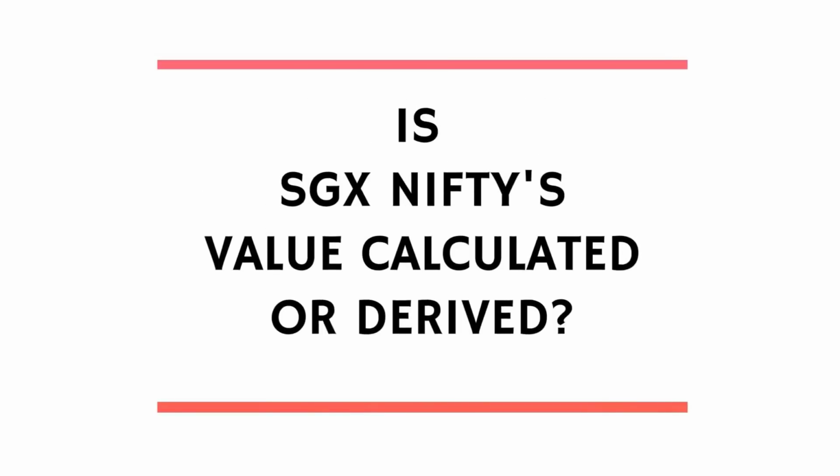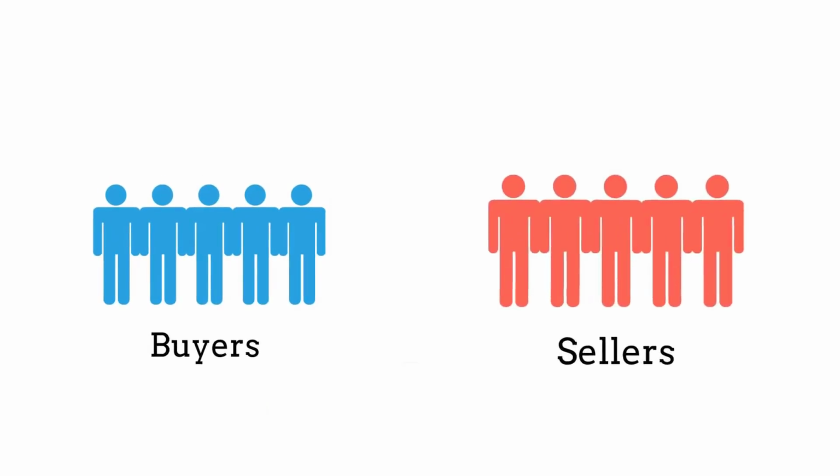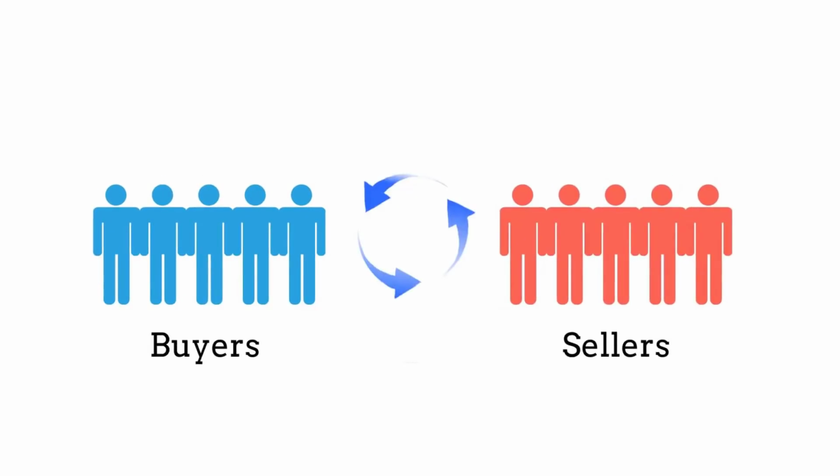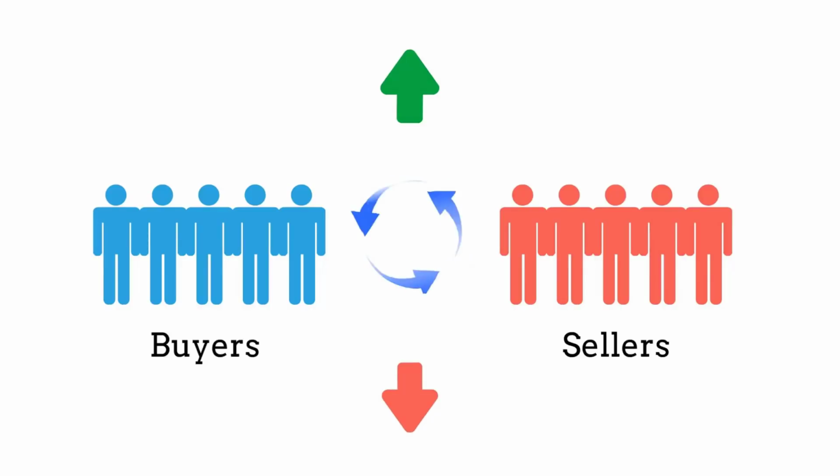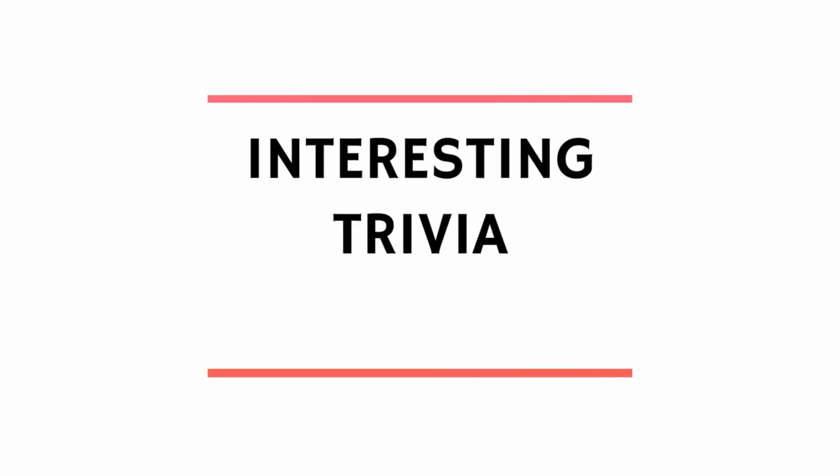Now, some of you have asked this question: how does SGX Nifty work? Is its value calculated or derived? So the answer here is very simple, guys. Just like the price of a stock is decided by supply and demand, the price of the SGX Nifty contract is decided by supply and demand and not by any calculation. So if there is a heavy demand for that contract, the price of SGX Nifty will go higher. And if the suppliers are being more aggressive, the prices will go lower. It's basically economics 101.